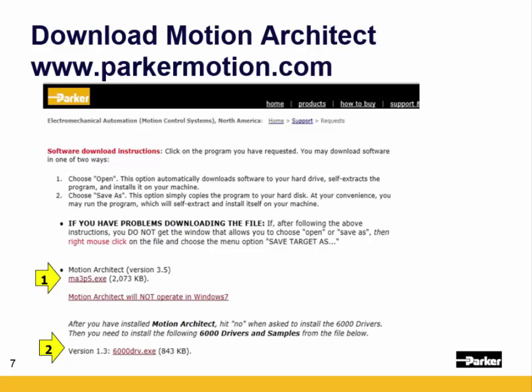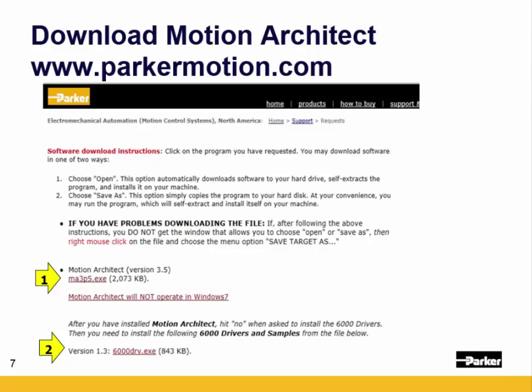If you haven't registered, you'll need to register. This will take you to the download page. There are two downloads you need. The first is Motion Architect. The second you need is the 6000 drivers. Motion Architect was designed to run on Windows 98, NT, and 2000, and also works on XP. The 6000 DRV will install the correct COMS DLL for your PC's operating system.